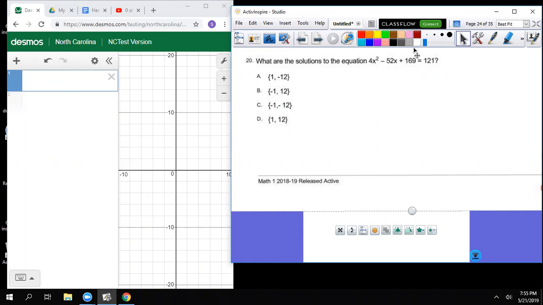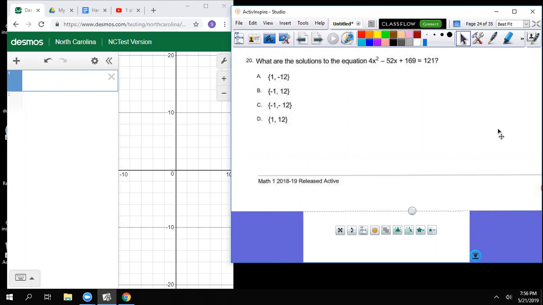items for 2018. Okay, so we all know that regular Desmos is magical, and I can enter in exactly what I see here. In this question, what are the solutions to the equation? I could type this whole thing in: 4x squared minus 52x plus 169 equals 121. But test Desmos will not let me do that. So before I can get Desmos to do my work for me by finding the zeros, I'm going to have to do a little work.